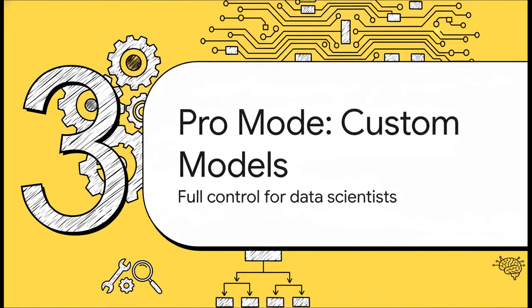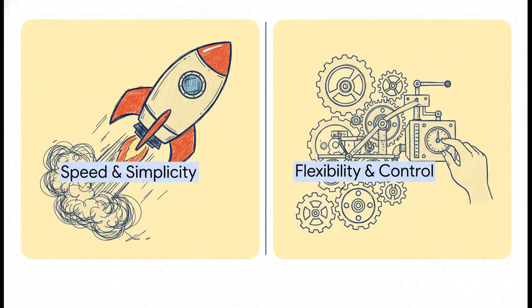Okay, but what if you do need that deep granular control? Well, for that, Vertex AI has Pro Mode, which is built from the ground up for data scientists who want to architect everything themselves. It really just boils down to a trade-off. On one hand, you've got AutoML, which is all about speed and simplicity. On the other, you have custom training, which gives you absolute flexibility and control over every single detail, right down to the specific algorithm you want to use.